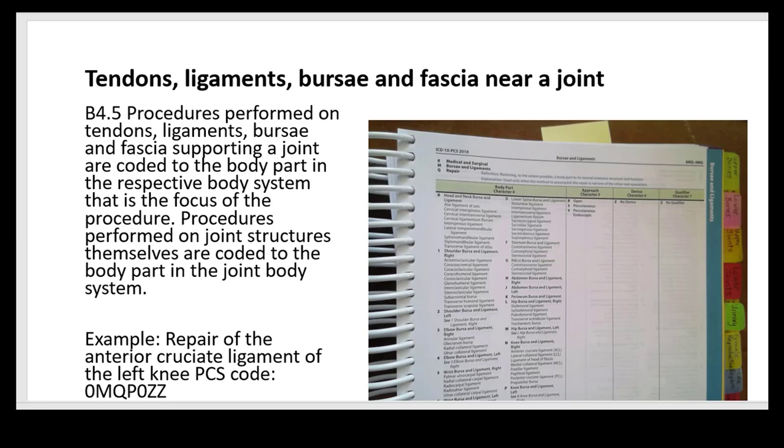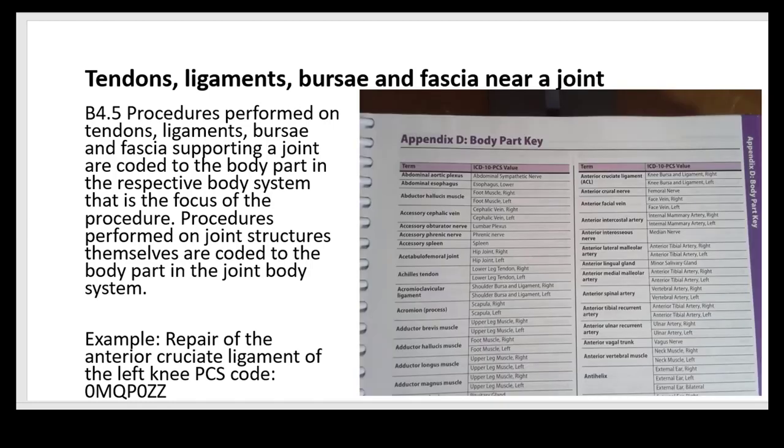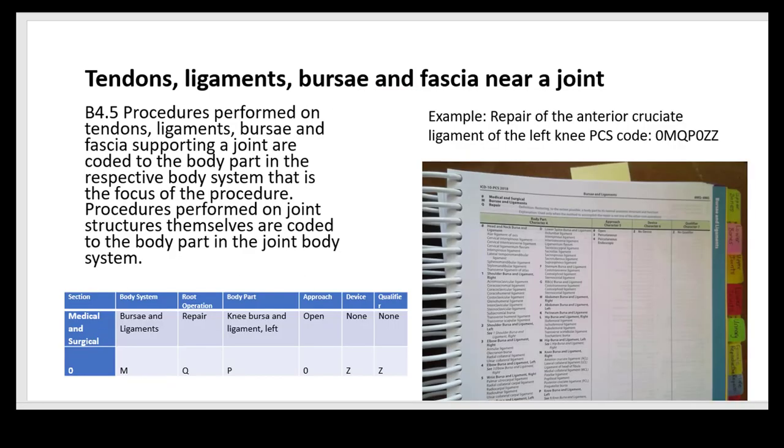Another way, if you think of it, is to look at the body part key. I have it here, a screenshot. This is in the back of the Optum code book, and I think most code books have body part keys. And you can look up the term, the anterior cruciate ligament, or ACL, here at the very top on the right-hand column, and it tells you you're going to use the body part value knee, bursa, and ligament, either right or left, depending on which leg you're working on. Here I have a screenshot of the PCS code book and the PCS code for repair of the anterior cruciate ligament of the left knee.